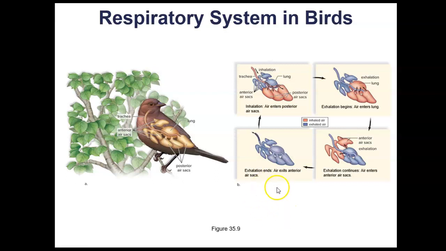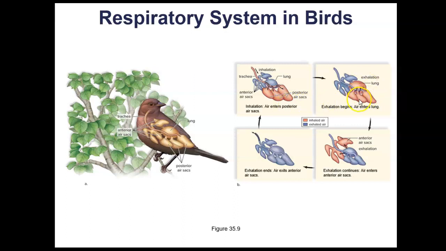If you will direct your attention to figure B, we're going to start at the top left and watch the air as the air moves through the bird's respiratory system. It's going to be shaded like a pinkish red color. Anyway, what we're looking at first, inhaled air is red. So during inhalation, air is going to enter first into the posterior air sacs. Then it's going to enter the lungs.